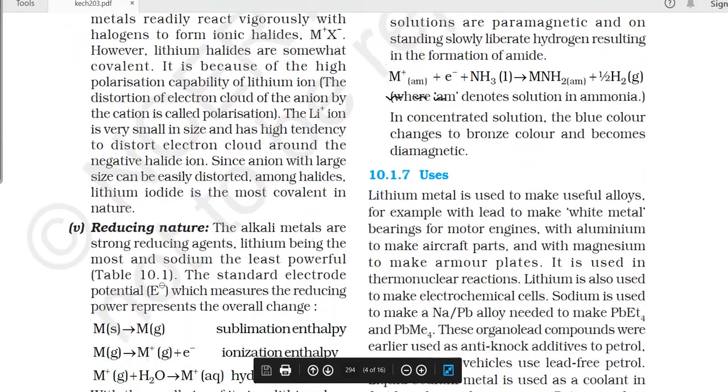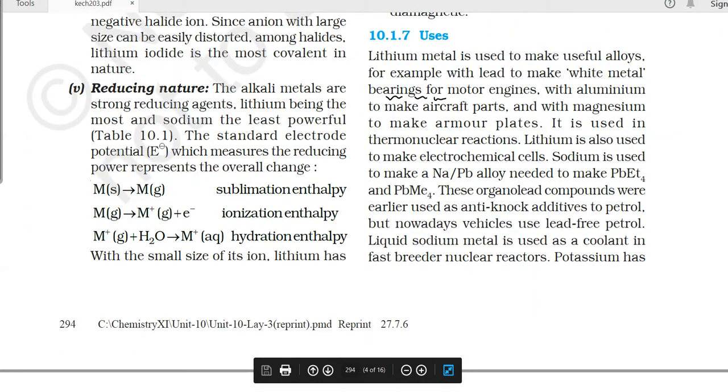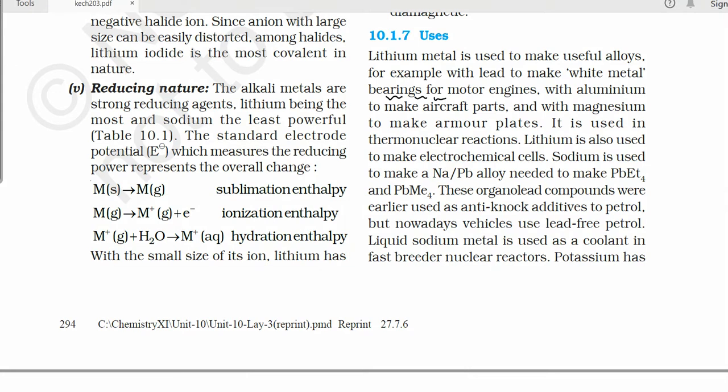Next is the uses. Lithium metal is used in some of the most useful alloys: a lead alloy to make white metals, bearing for motor engines; with aluminum to make lithium aircraft parts; with magnesium to make armor plates. It is used in thermonuclear reactions also. Lithium is also used to make electrochemical cells.